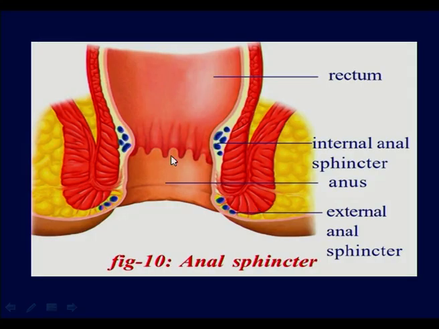Students, look at this picture. At the opening of this anus, there are two sphincters. The one which is present on the inner margin is called the internal anal sphincter, and the one on the outer margin is called the external anal sphincter. As the signals come from the brain to the internal anal sphincter, these muscles relax, whereas the relaxation of the muscles that are present in the external anal sphincter is under our conscious effort. So these are voluntarily controlled.